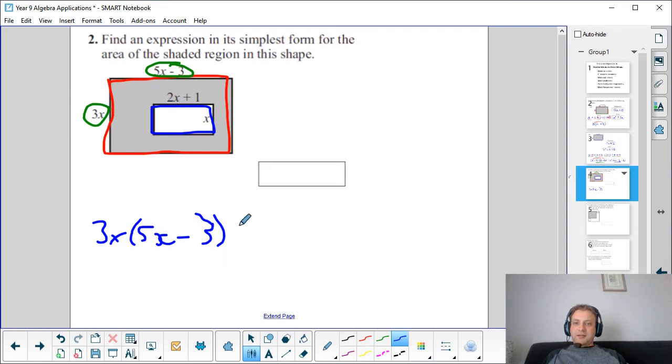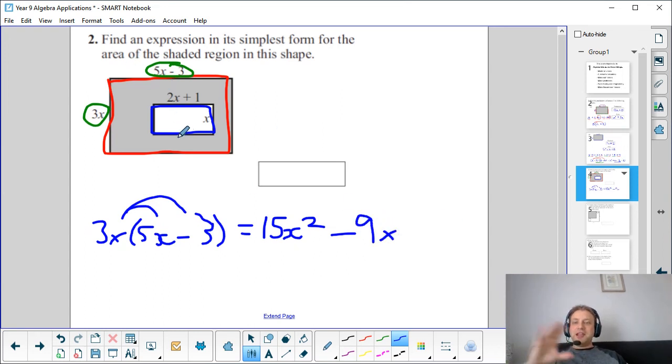And when we do that, 3x times 5x gives me 15x squared, right? Make sure the x and the x go together to make x squared. And the 3x and the minus 3, it's going to be a negative, right? I got a positive and a negative. 3 times 3 is 9, and there's an x there as well. So this is an expression for the overall area for the red part before I actually chop it out, right?